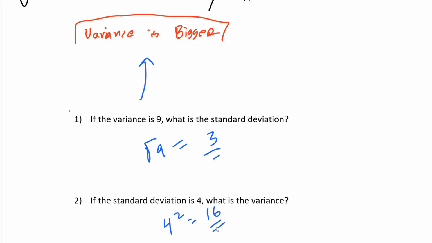Now, a lot of times, IB is not going to be that straightforward. They're going to ask you a question where they want the standard deviation but they give you the variance. You got to keep in mind, okay, I got to square root it or square it to get to the thing I want. But that's the main idea.